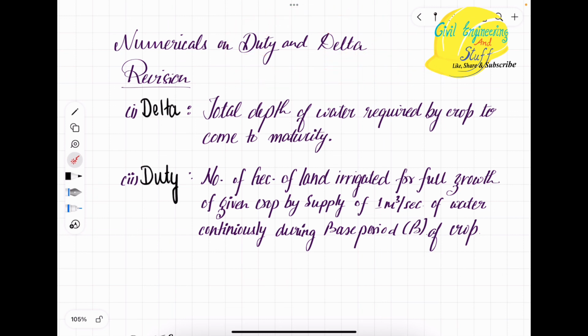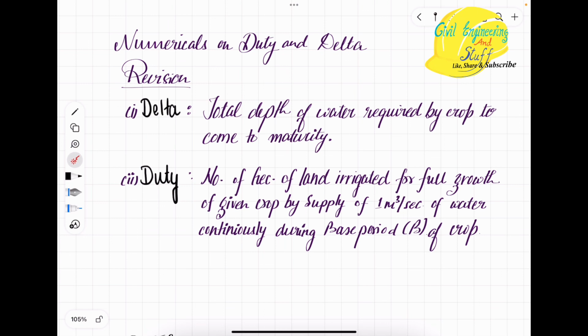A detailed lecture about duty and delta I have already prepared, and if you haven't watched that video, you can watch it to brush up or get an in-depth understanding of the terms duty and delta. In this video lecture, we will be simply doing the numericals. Through the numericals, we will understand how they are done, and at the same time, we will be revising the concept of duty and delta.